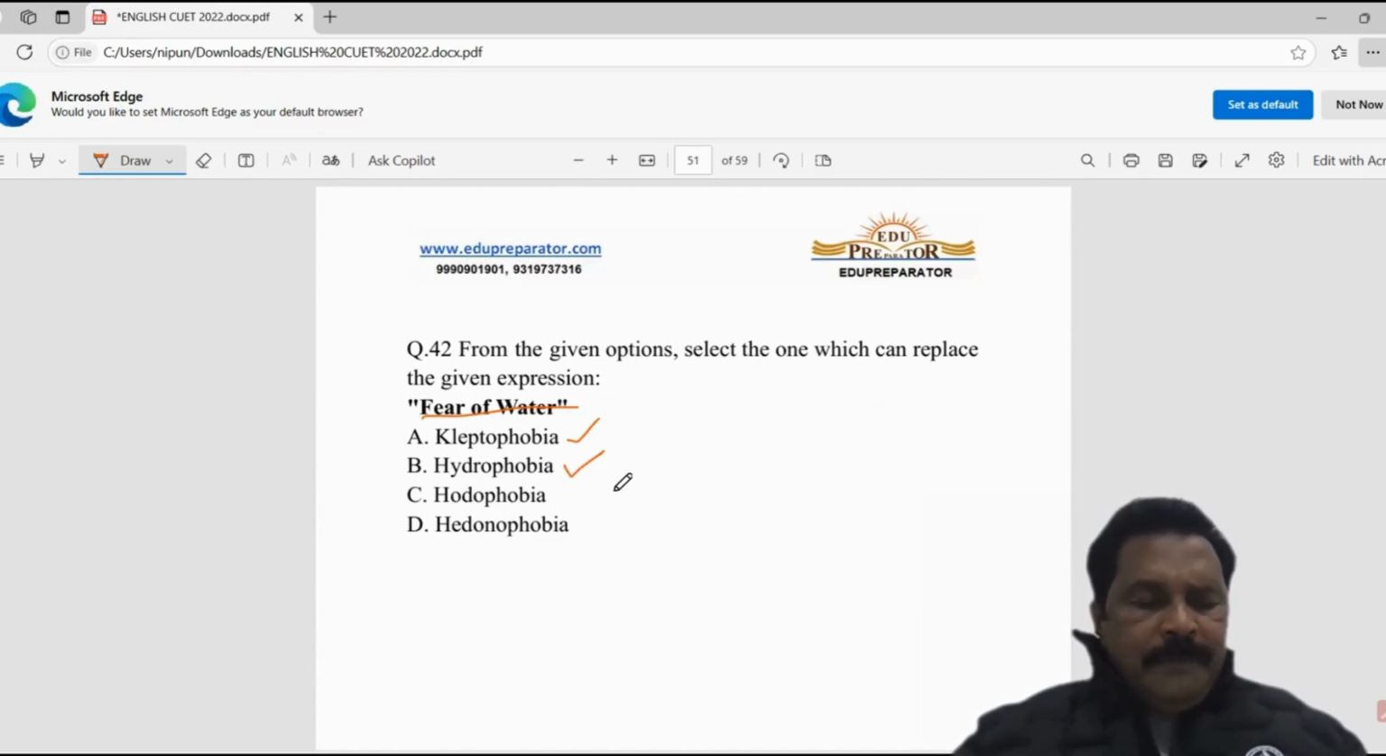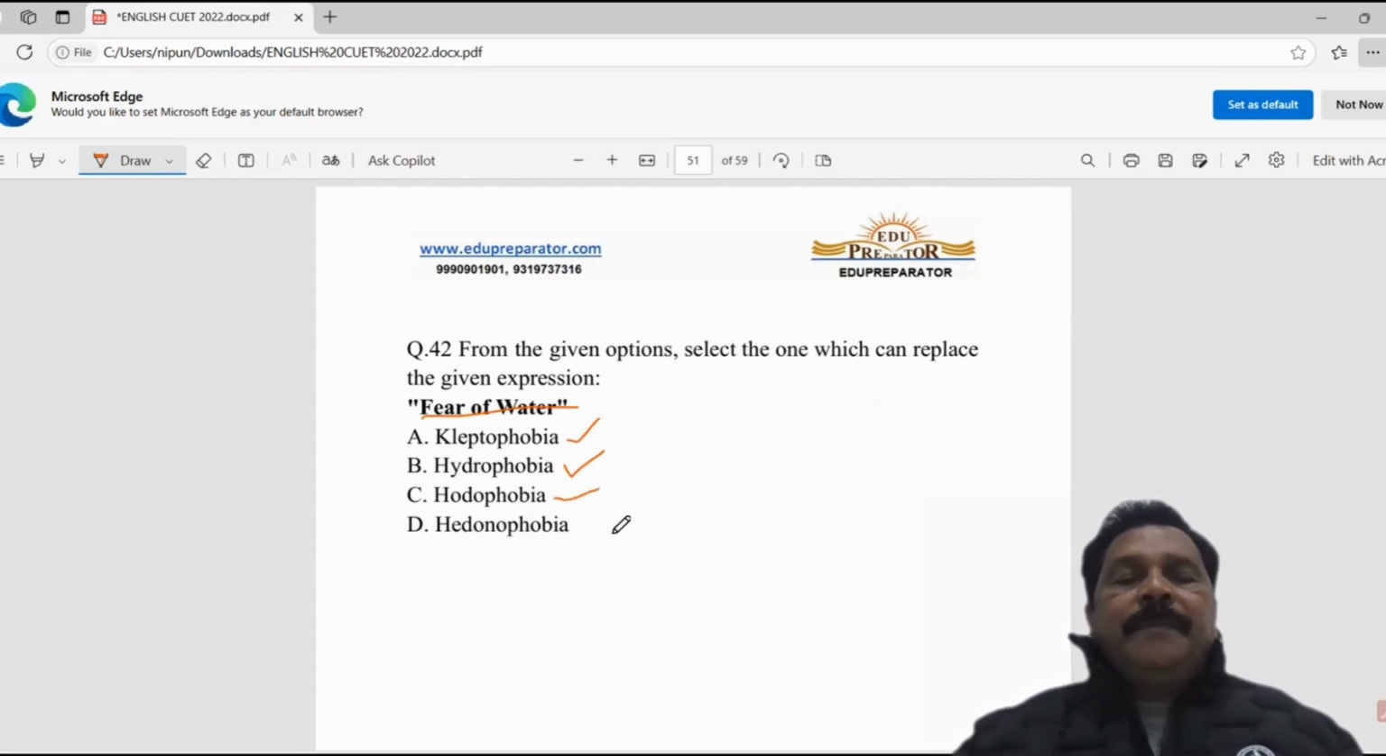Hodophobia means fear of traveling. Some people are afraid of traveling. They are known as hodophobic. And dentophobia means fear of going to the dentist. Clear? So kleptomania or kleptophobia means fear of stealing. Hydrophobia, fear of water. Hodophobia means fear of traveling. And dentophobia means again fear of the dentist.